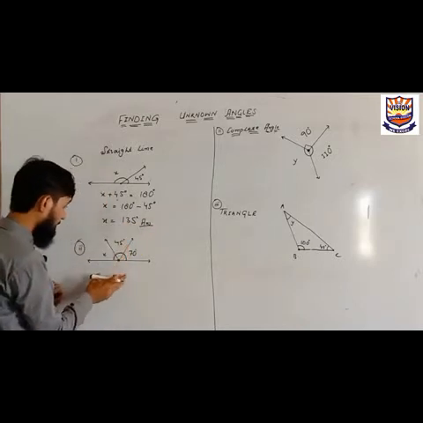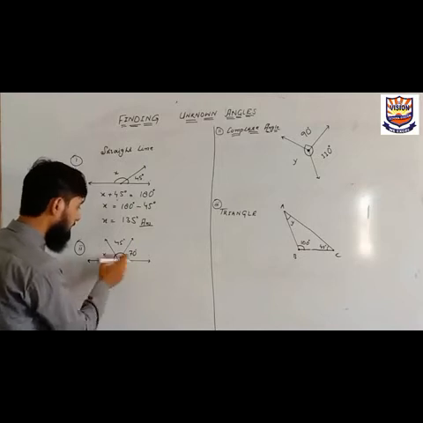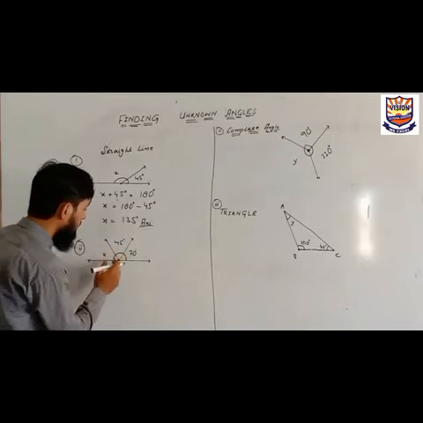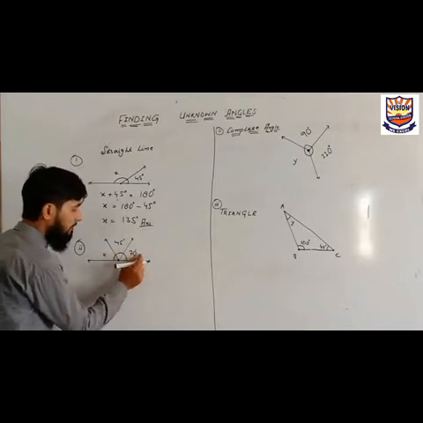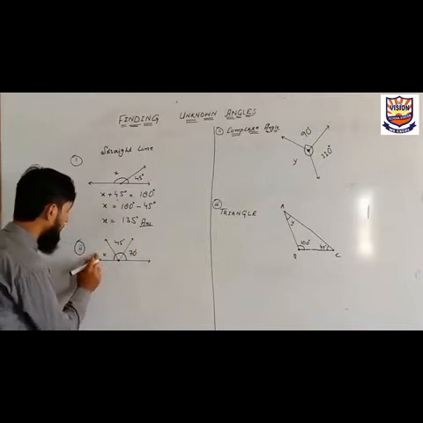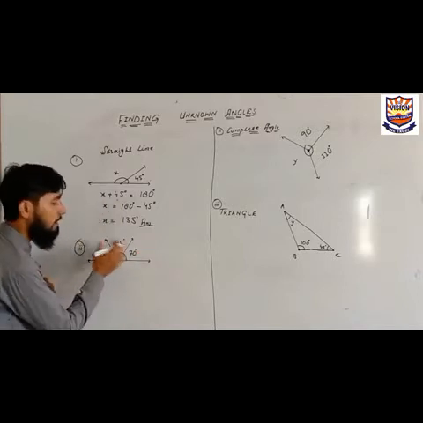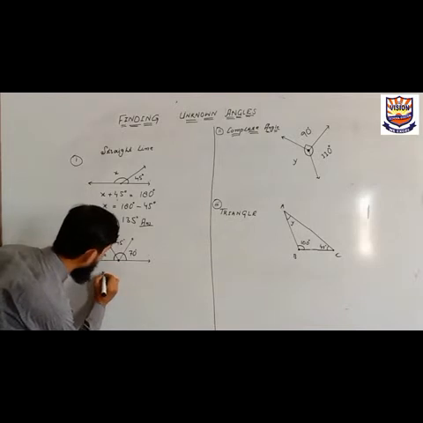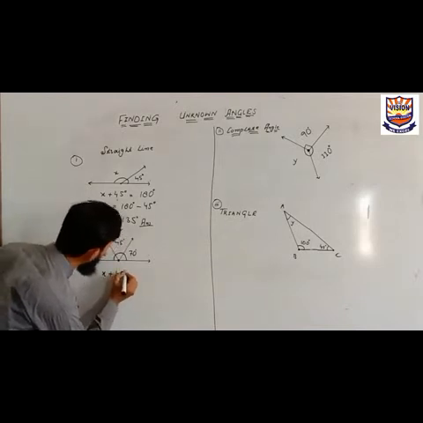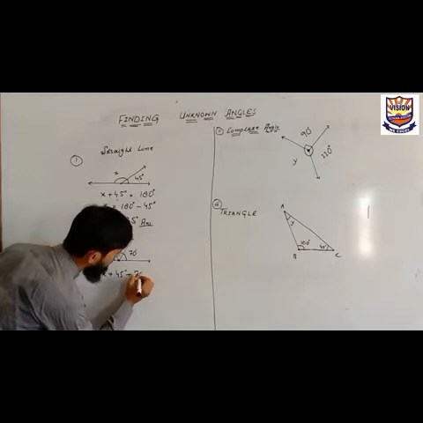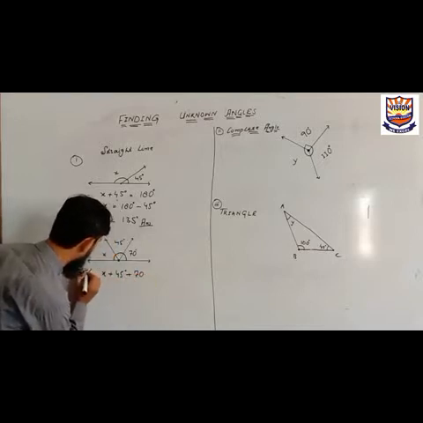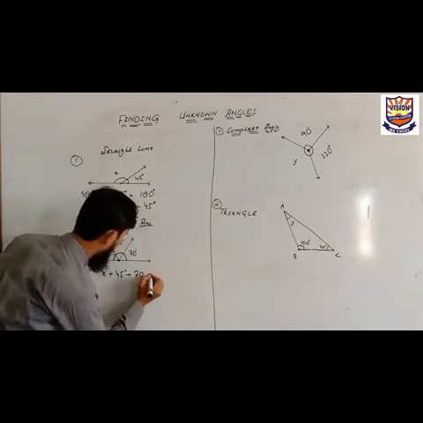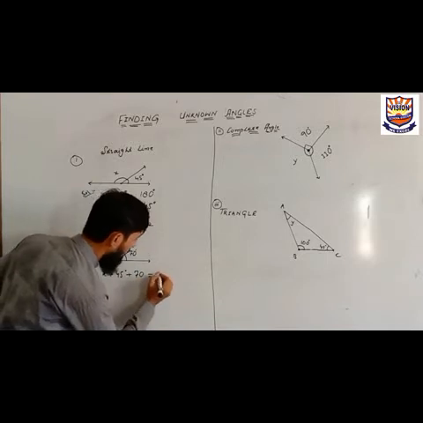Now we have one more straight line. There are three angles on this straight line and two of the angles are given. One is 45 degrees and the second one is 70 degrees. So we will find angle x. Again we know that the sum of angles on a straight line is equal to 180 degrees. So x plus 45 degrees plus 70 degrees is equal to 180 degrees.